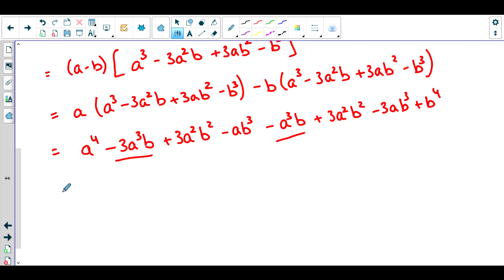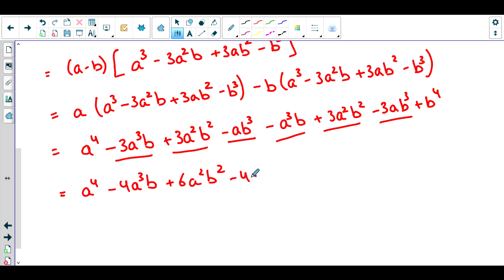So it becomes a^4 minus 4 a cube b. This is a square b square, this is also a square b square, so I can write plus 6 a square b square. Then I have a b cube, this is also a b cube, it can be written as minus 4 a b cube, and then this is b^4. So we get the formula.